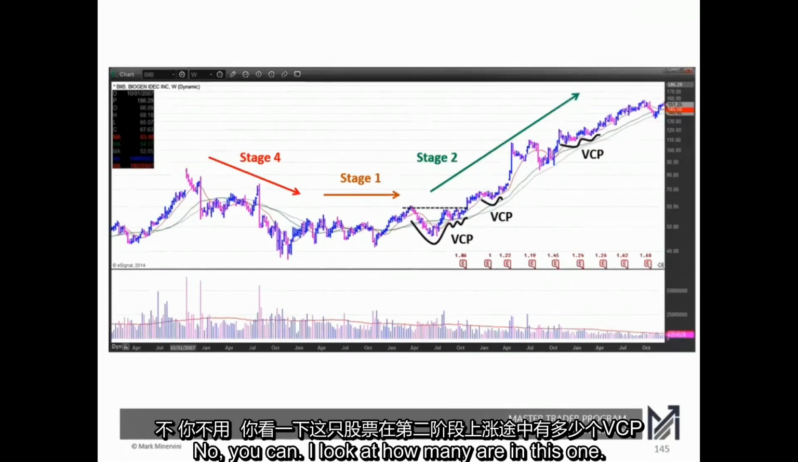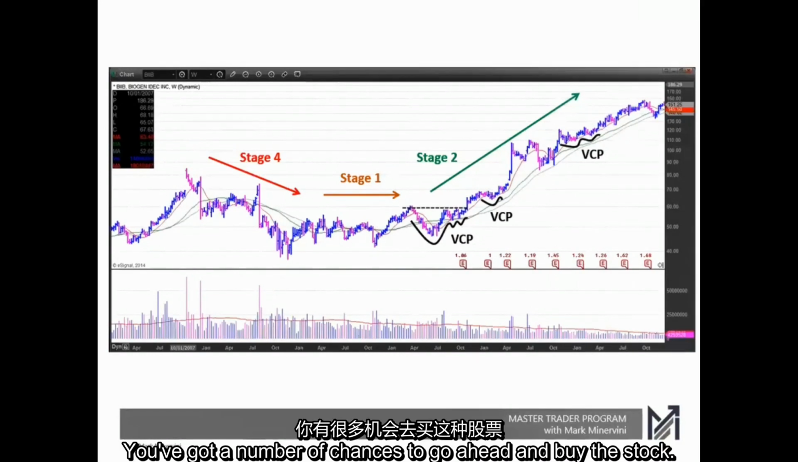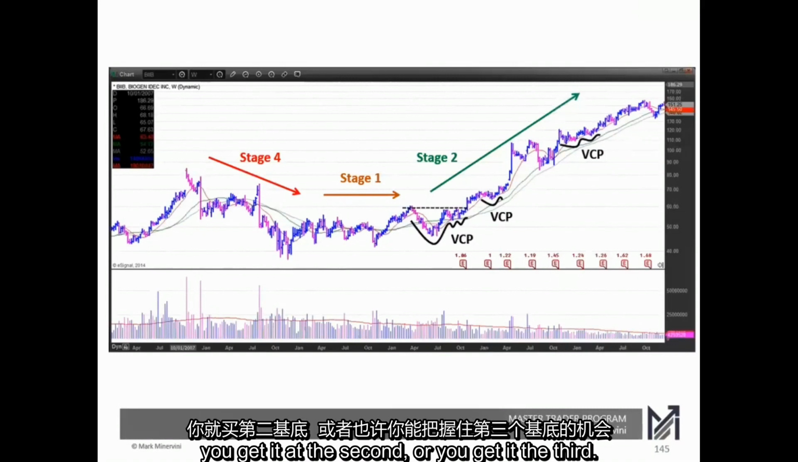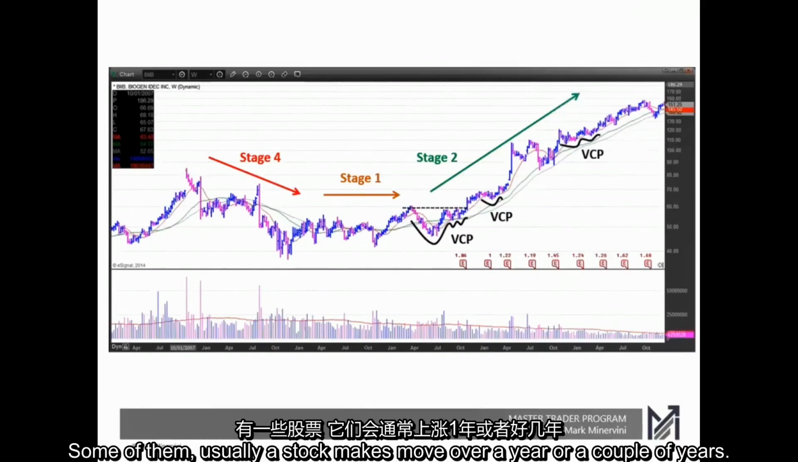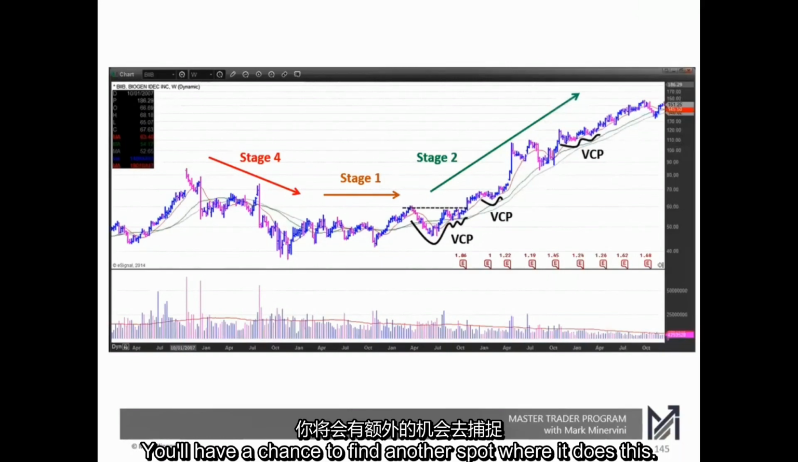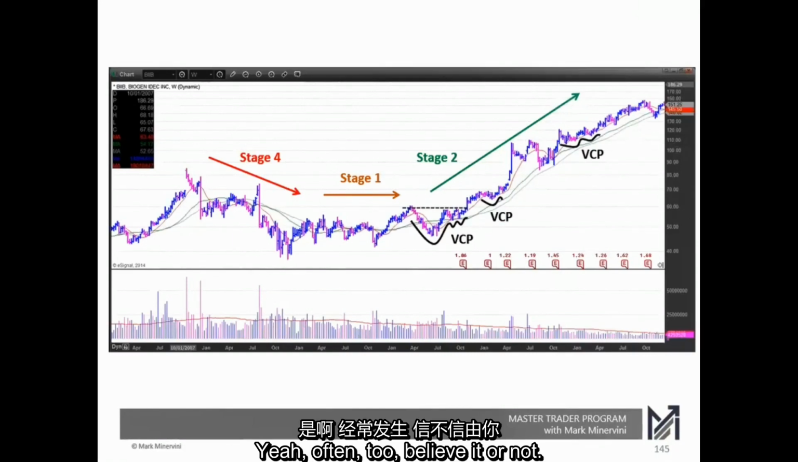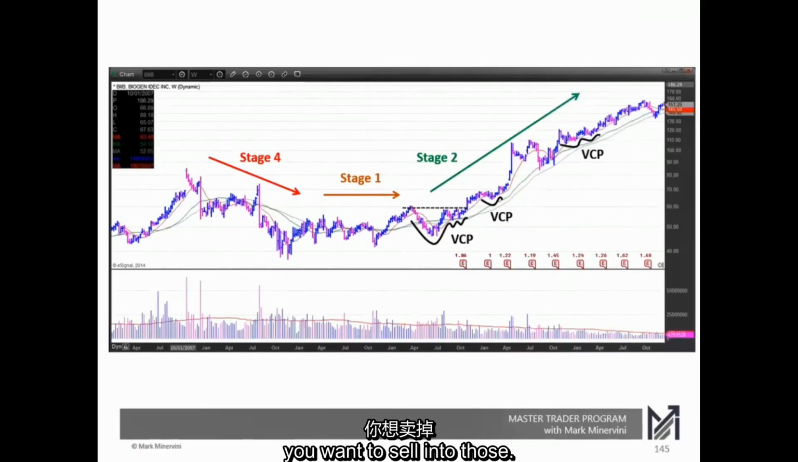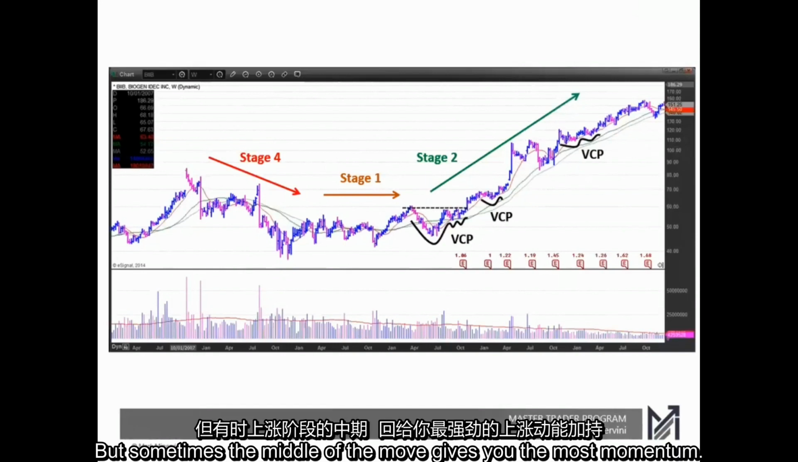Yeah, you can. Look at how many are in this one. You've got a number of chances to go ahead and buy the stock, and if you don't get the first base, you get it at the second, or you get it at the third. And usually a stock makes a move over a year or a couple of years, so you'll have a chance to find another spot where it does this. Yeah. And often too, believe it or not, as you get very late stage, sometimes you get blow-offs and they're very quick and you want to sell into those. But sometimes the middle of the move gives you the most momentum.